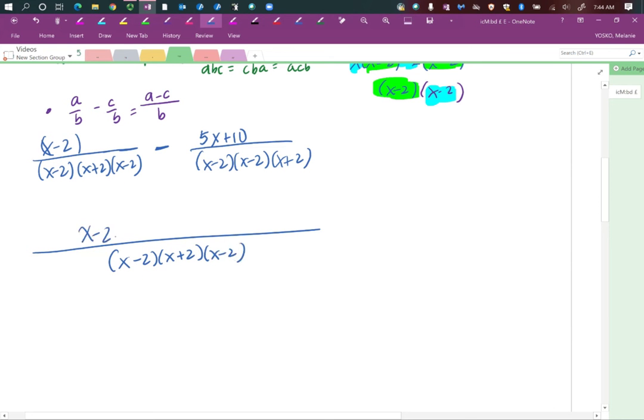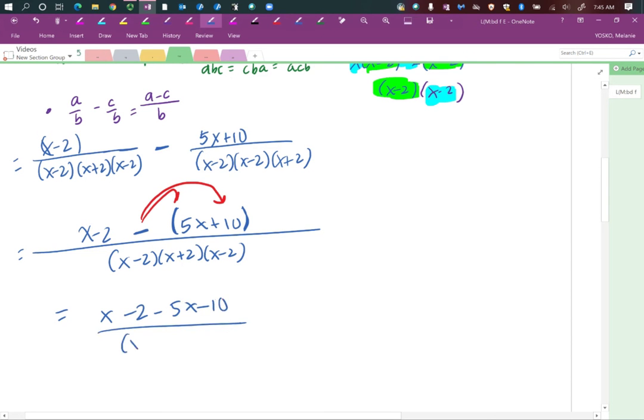So this is x minus 2 minus the stuff in the numerator of the back one with parentheses. I'm subtracting the whole thing. If I had dropped the parentheses, I would have x minus 2 minus 5x, but the sign of the back one doesn't change. I'm only subtracting the front. I know I'm subtracting both of them. So again, I'm going to distribute this sign. So we're going to get x minus 2 minus 5x minus 10 over x minus 2 times x plus 2 times x minus 2. And then we're going to combine like terms in my numerator. I'm going to rewrite the denominator.